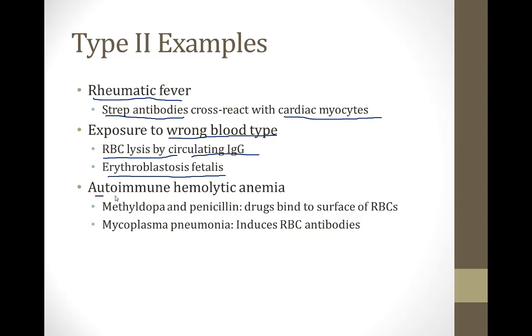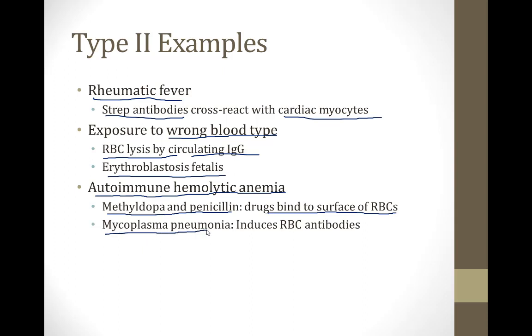Another example is autoimmune hemolytic anemia. In this case, antibodies bind to and destroy red blood cells. Methyldopa and penicillin are two drugs that classically can cause an autoimmune hemolytic anemia. The drugs bind to the surface of red blood cells, and then antibodies can bind to these targets and destroy the red blood cells. Another example is mycoplasma pneumonia.